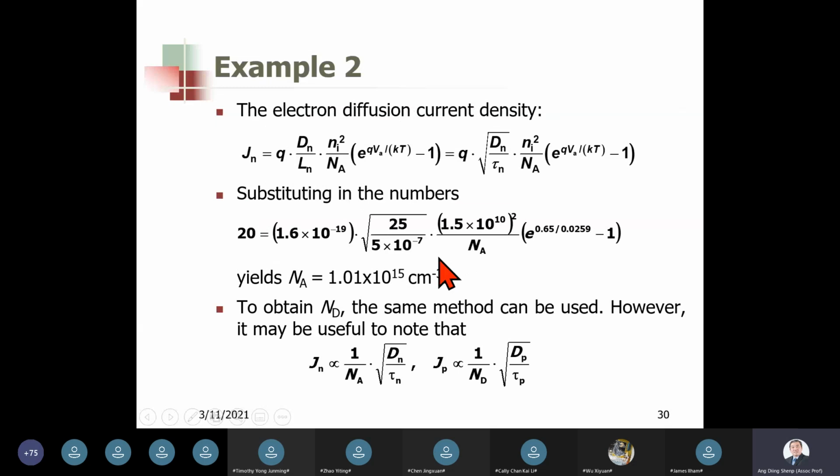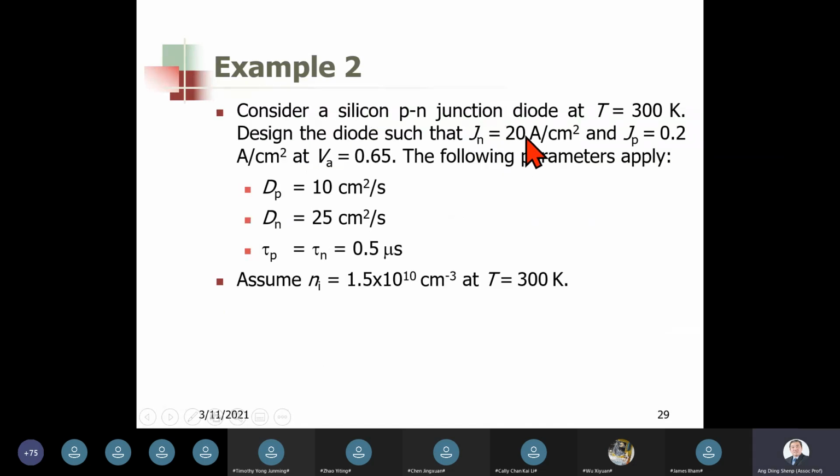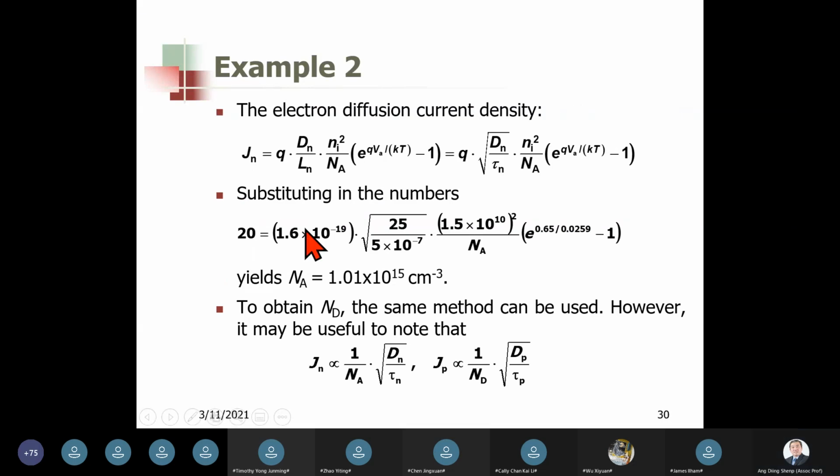So you need to go back and look at the expression for Jn. Since this current refers to the value of the current at the edge of the depletion region, in other words, x double prime is 0, the exponential term is not in this expression, it's actually a 1 here. With this, we can rearrange it such that the only unknown in this equation is Na, such that Na can be solved. So we can design the diode by doping the P side to this value.